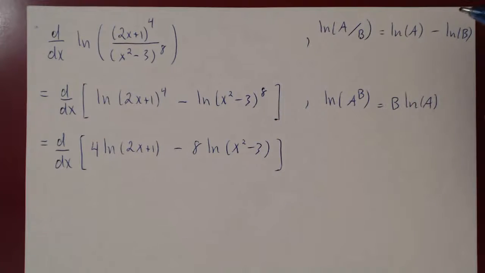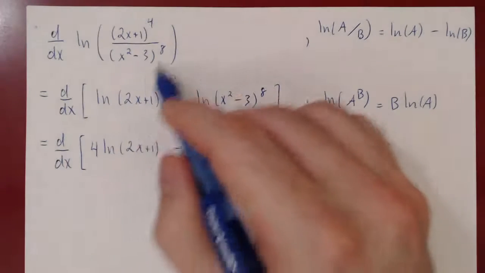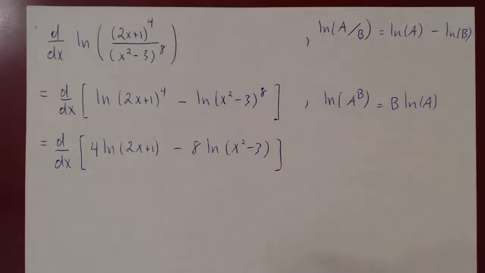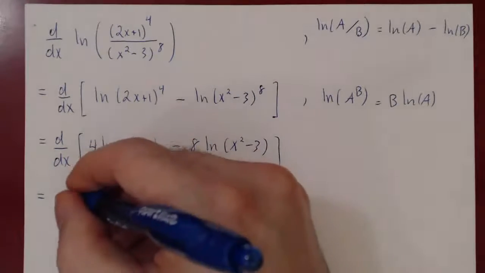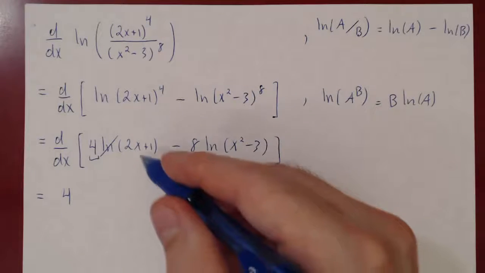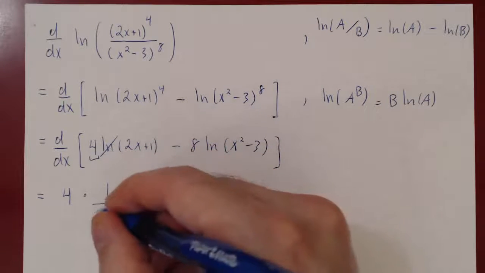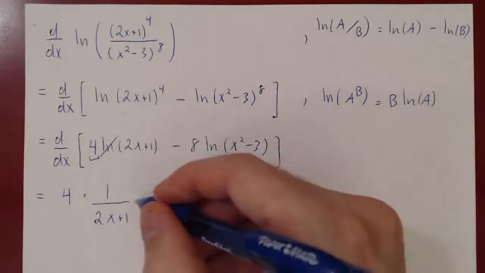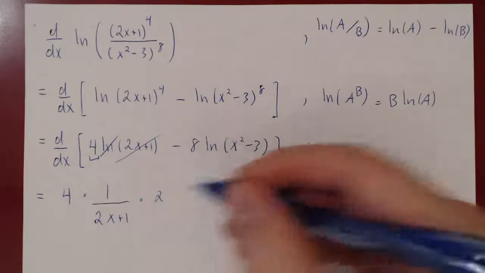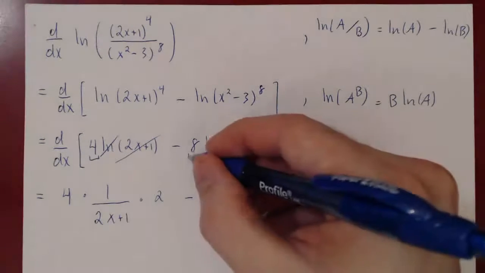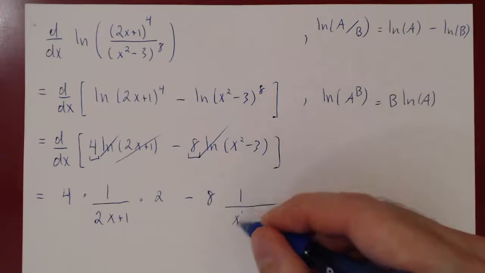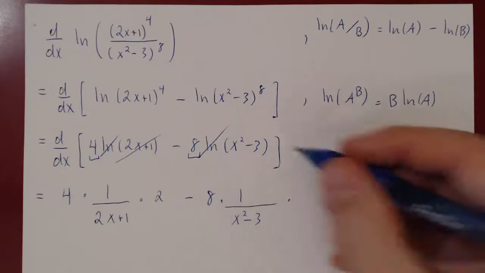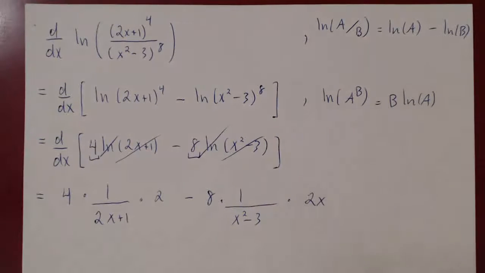And now we can differentiate, and you'll see we will have a much easier time than if we had found the derivative right from the get-go without simplifying. So let's go ahead. 4 is a constant multiple, so it just stays there. We differentiate ln. The derivative of ln is 1 over what's inside, so times 1 over 2x plus 1. Chain rule, times the derivative of the inside, which is 2. That takes care of the first term. Minus 8 is a constant multiple, so it just stays there. Derivative of ln is 1 over what's inside, x squared minus 3. Chain rule, times the derivative of this, which is simply 2x. And that's it, we're done.